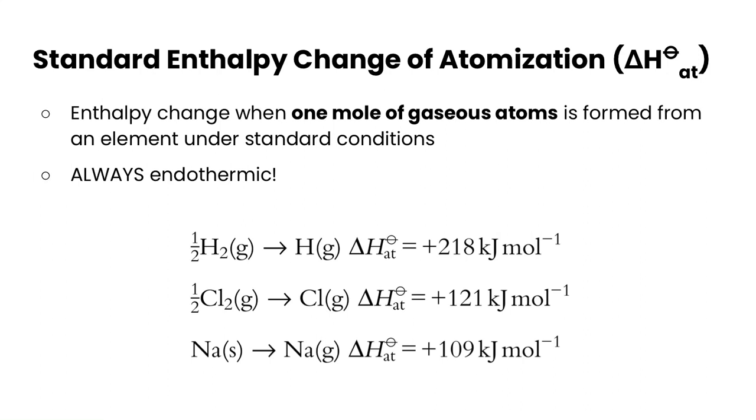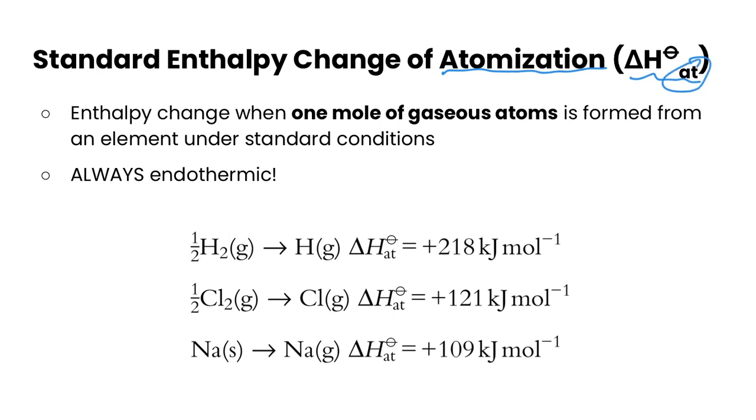In this video, we are going to go over some different enthalpy change definitions that we need in order to start talking about different energy cycles within energetics itself. So we're going to start with the definition for the standard enthalpy change of atomization, or delta H naught of AT.